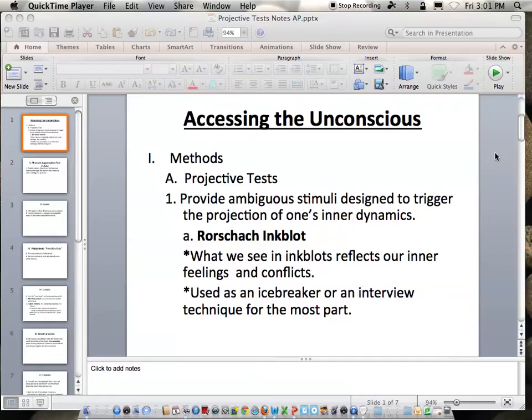Projective tests provide ambiguous stimuli designed to trigger the projection of one's inner dynamics. There are a couple different types of projective tests. The first one are Rorschach inkblot tests.